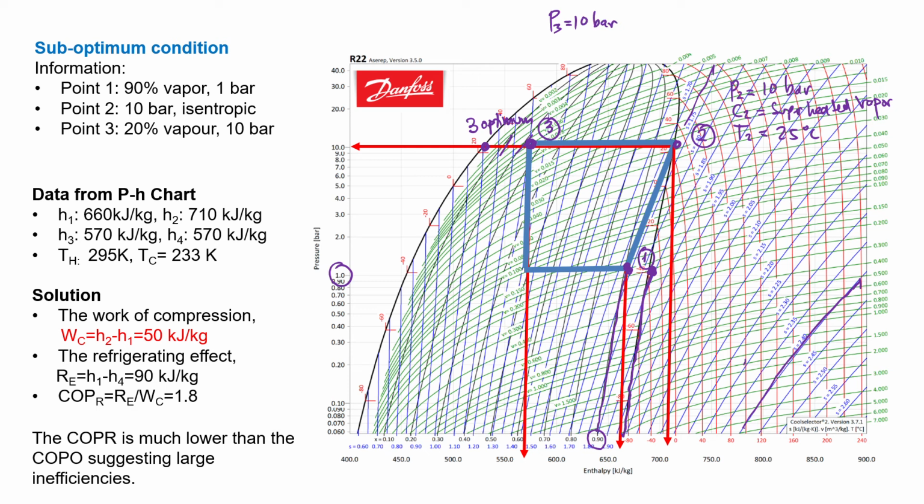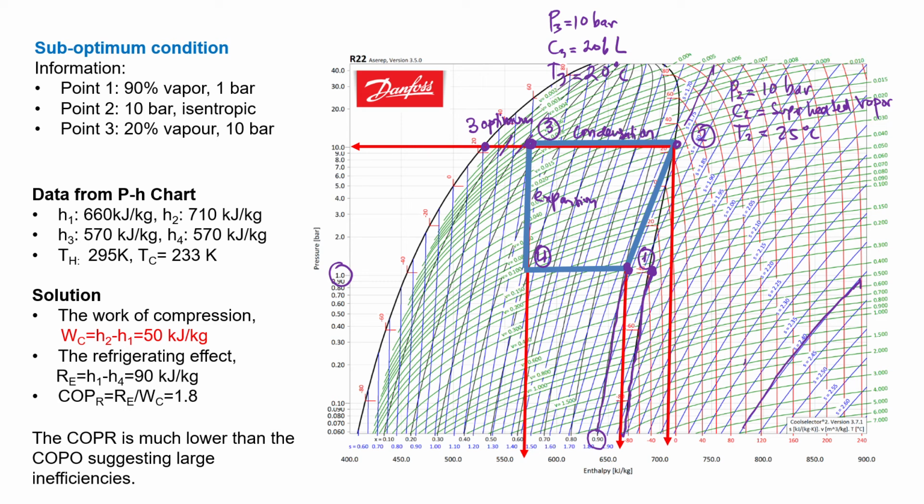We have what else? The condition of 3. Its condition is given in the problem, 20% of liquid, and the T3 you can see there is around 20 degrees Celsius. Yeah, 20 degrees Celsius. And then we have expansion to 0.4. So this is 0.4. This is expansion. I'll write, this is condensation.